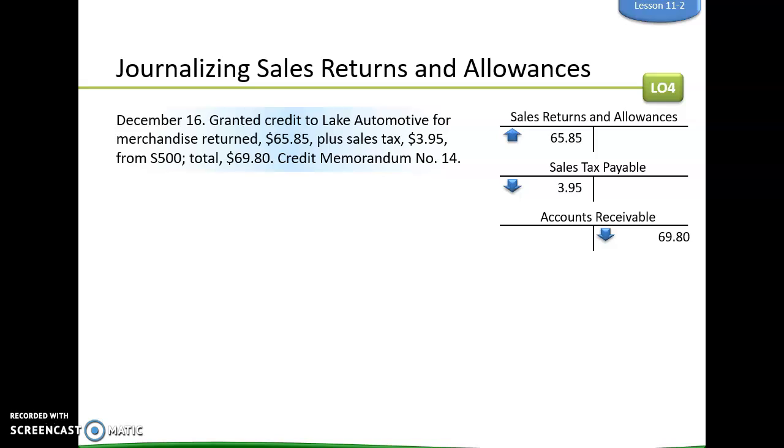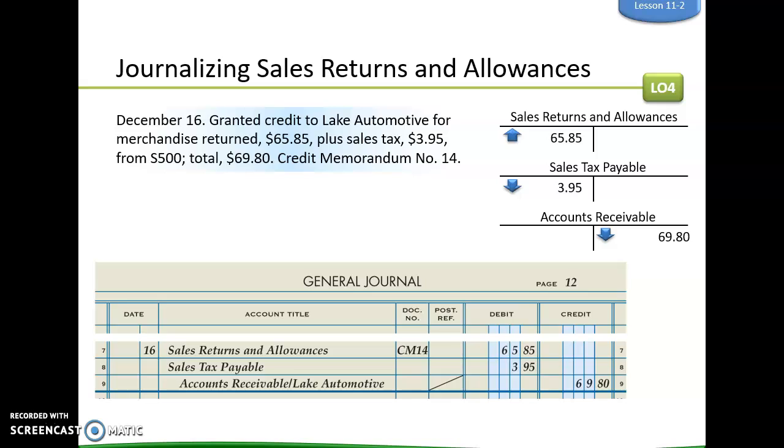Because the transaction is not a cash receipt, it cannot be recorded in the cash receipts journal, and since it's not a sale on account, it cannot be recorded in the sales journal. So just like on 11.1, items that cannot be recorded in a special journal have to be recorded in the general journal. So let's just go through. I'll show what it looks like here in the general journal.